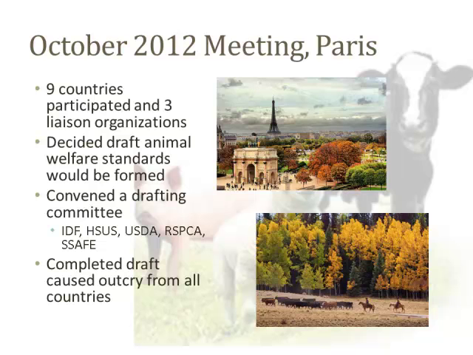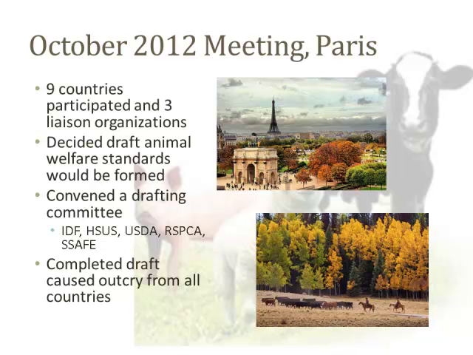So during the meeting, a drafting group was formed. About 5 or 6 folks were put on to work on animal welfare and food producing animals documents. The drafting committee included reps from IDF, the Dairy Federation, Humane Society of the United States, USDA AMS, the Royal Society for the Prevention of Cruelty to Animals, and SSAFE. So that was the drafting group for the first document.